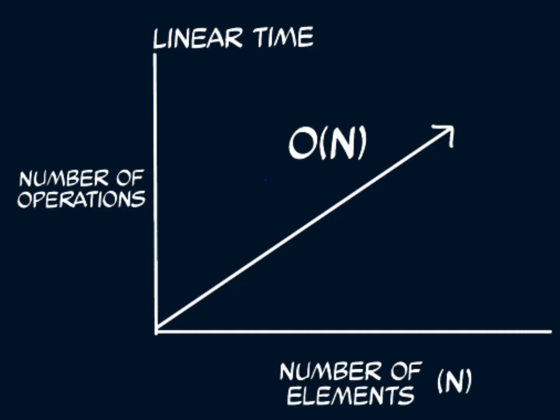A simple way to understand this is through looping. When an algorithm uses a single loop to go through the elements in a list or array, that's a linear time operation.